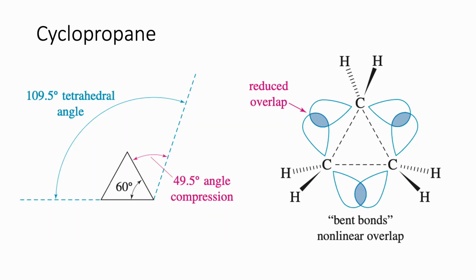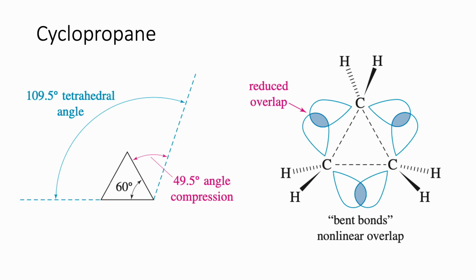So we'll start with cyclopropane, which is the simplest cycloalkane. It has 3 carbons in a triangle. When you connect 3 of any point, you get a triangle of some sort. Because these 3 carbons are equivalent, you get a symmetric triangle, and we call that an equilateral triangle. And so all of the angles are equal at 60 degrees. All of the bond lengths are equal.